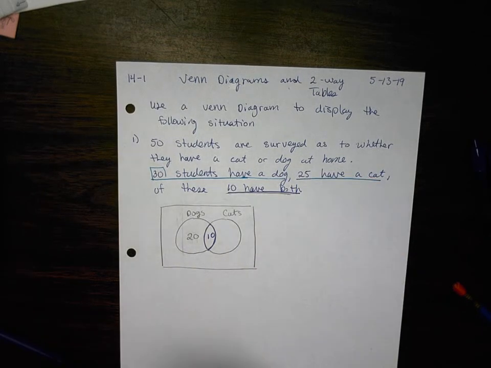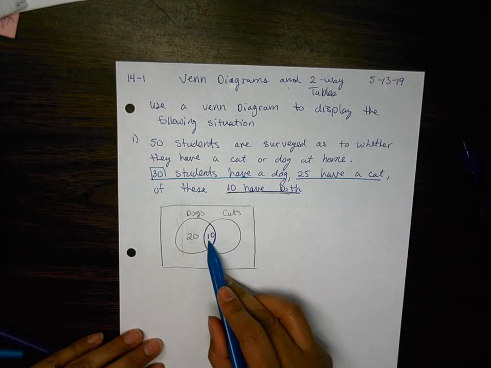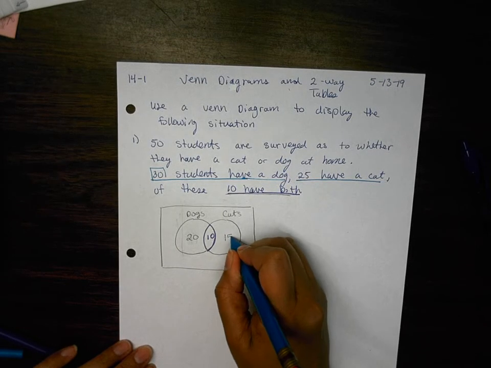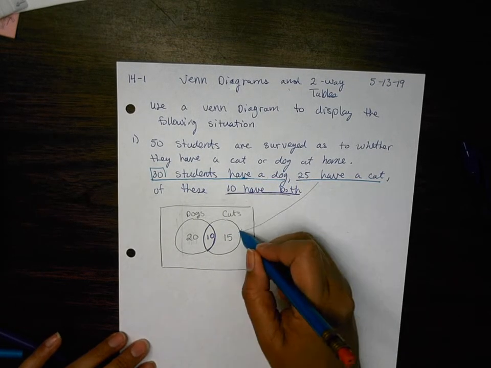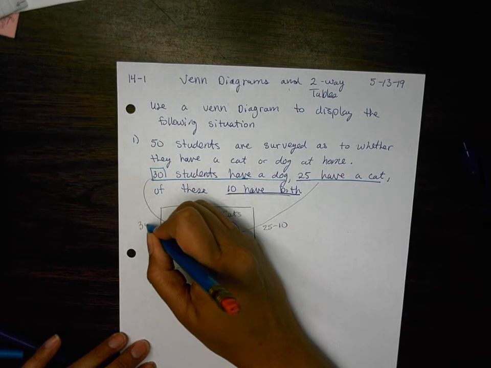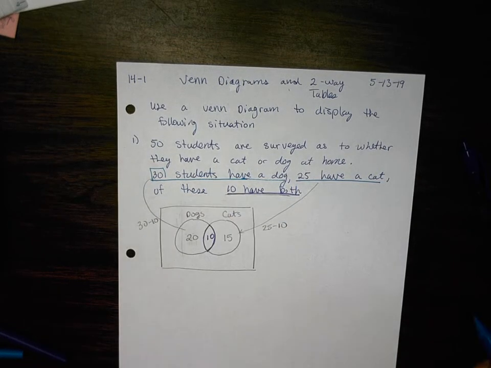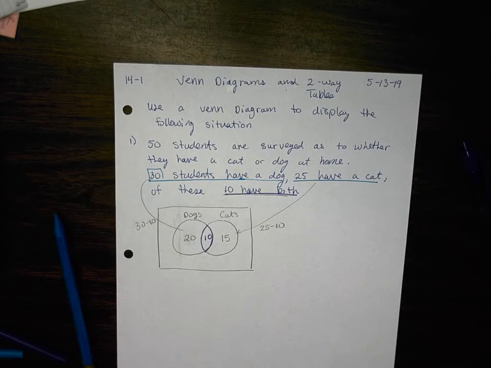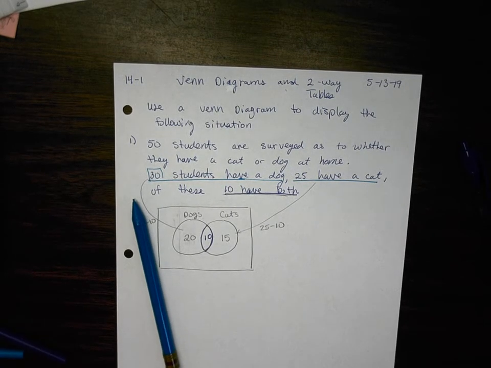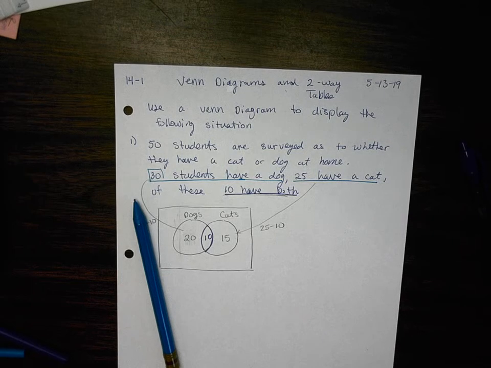All right, with that being said, is it going to be safe to put the 25 in the cat spot? No, because 25 and 10 is not 25. What do I do? 15, how did you guys get the 15? 25 minus 10, and over here you did 30 minus 10. Okay, so make sure you understand that. Now, will you please add those three numbers together? What's 20 plus 10 plus 15?